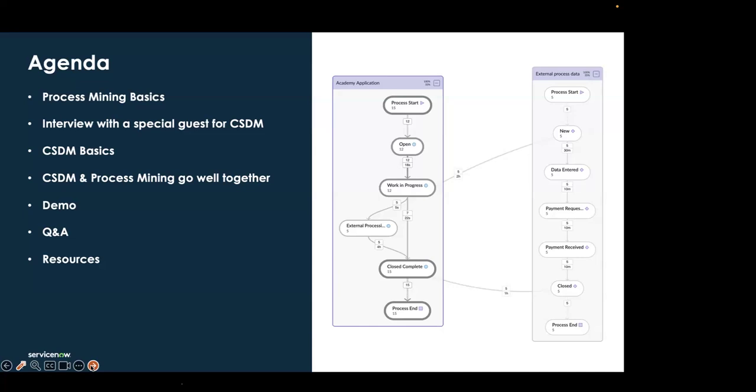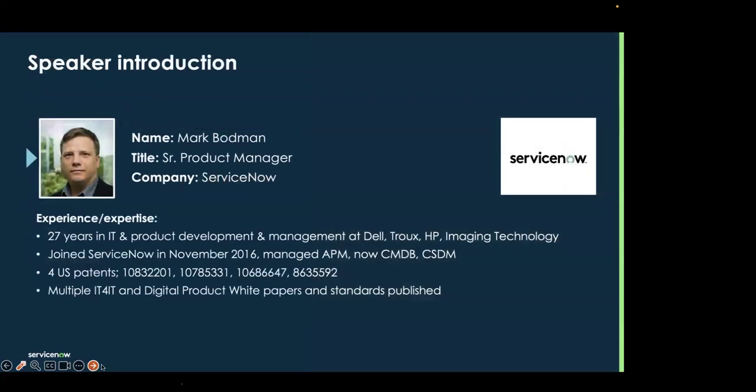And the meatiest part of the session today is, how does CSDM work with process mining? Can we use process mining for CSDM bits and vice versa? So do stick around for that portion. We have a 10-minute demo on how to use process mining along with CSDM, followed by Q&A with our special guest today. So here's our special guest.